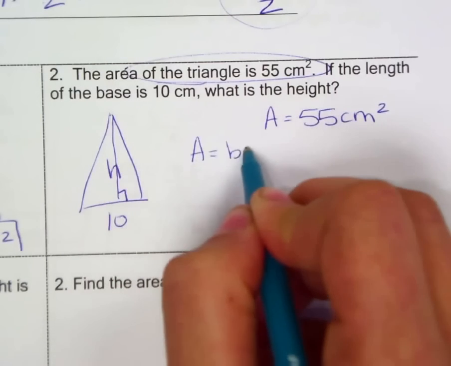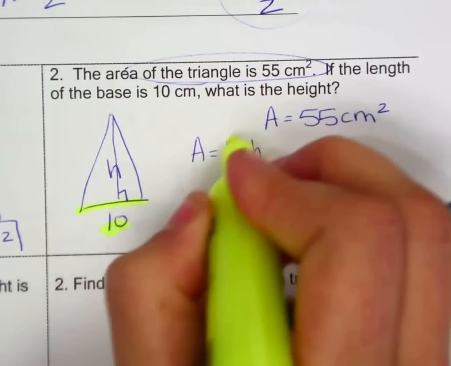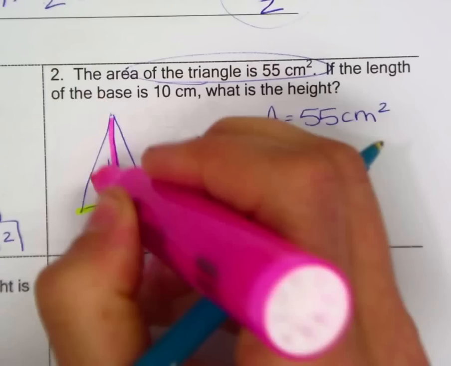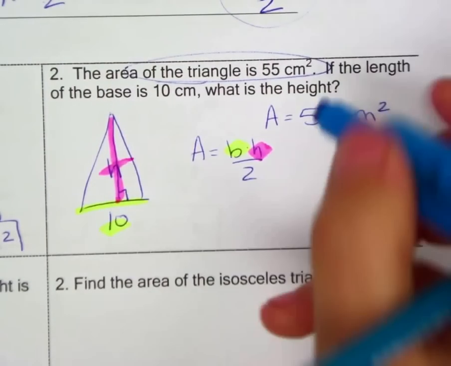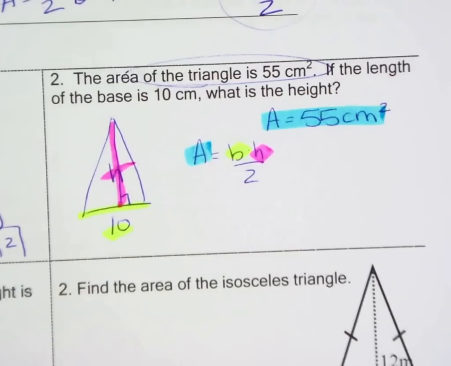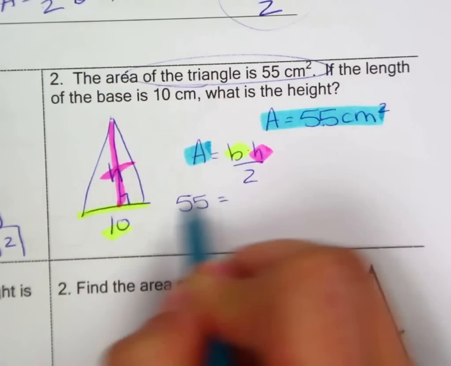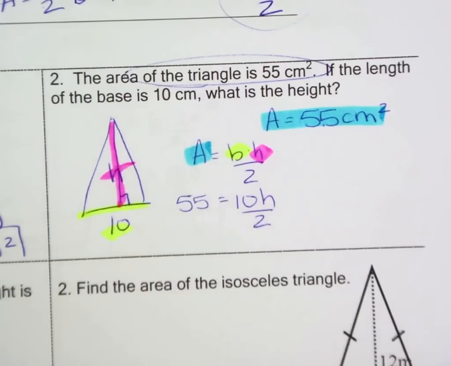Area equals base times height divided by 2. My base is 10. My height, I actually don't know, so I'll leave that as H. But I know that the area is 55. So I'll substitute 55 in for the area. The base is 10, and the height, I don't know.